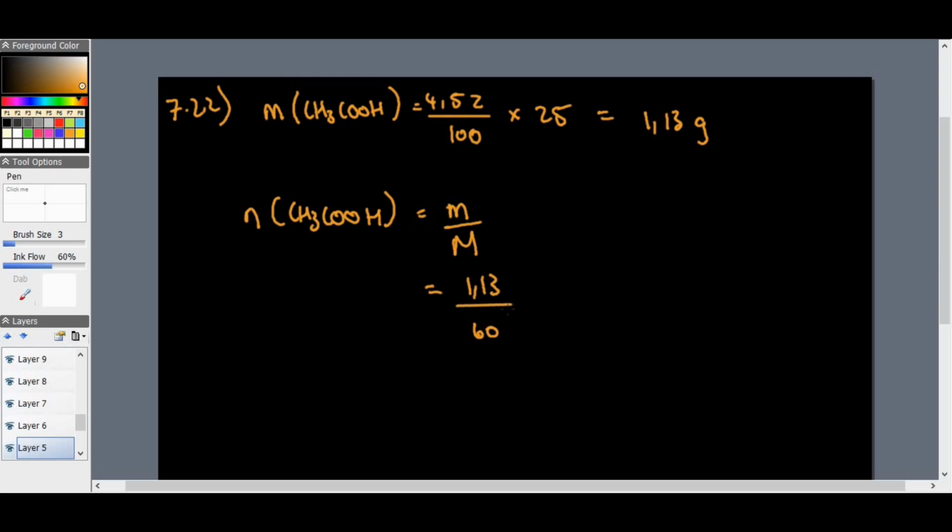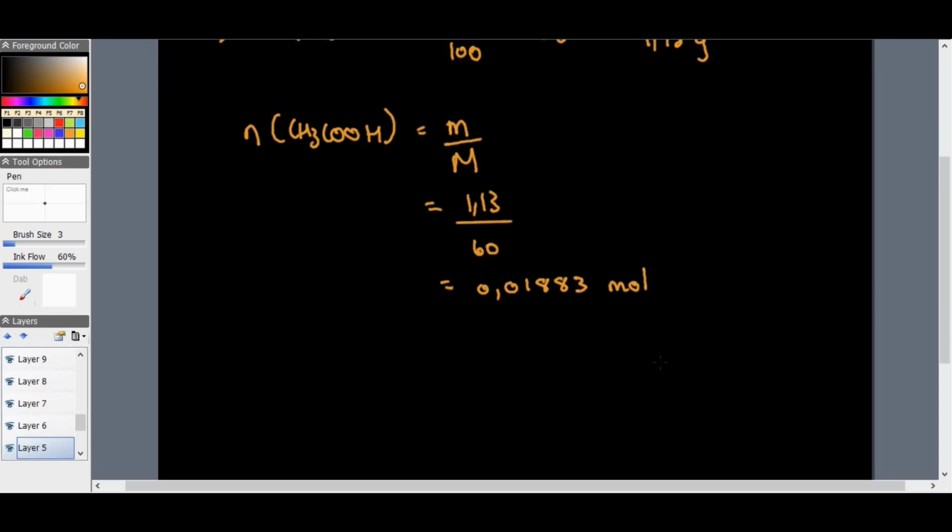And that should equal, let's see, 1,13 divided by 60. It's quite a big number: 0,01883 mole. The reason why I'm writing it out like that is because that's not my final answer. Remember, the instruction was that my final answer must be kept to a minimum of 2 decimals, so I don't have to keep this answer to that because it's not my final.